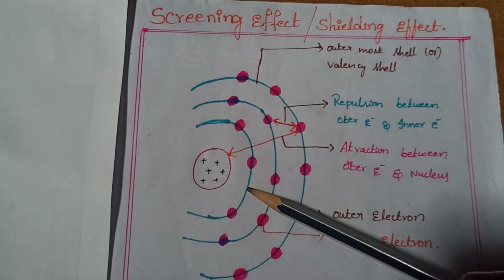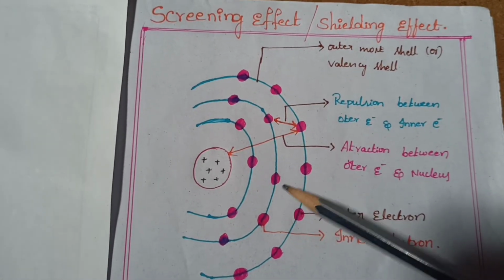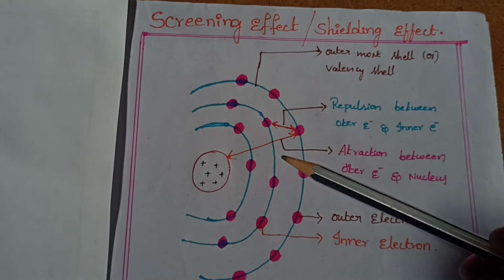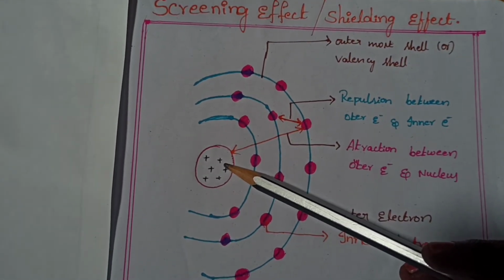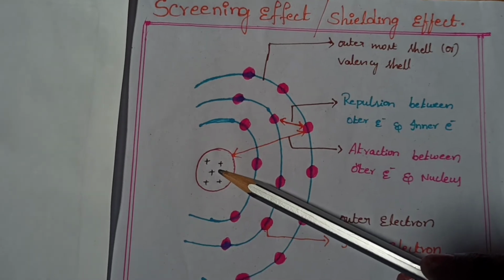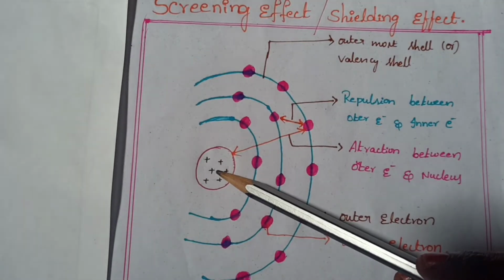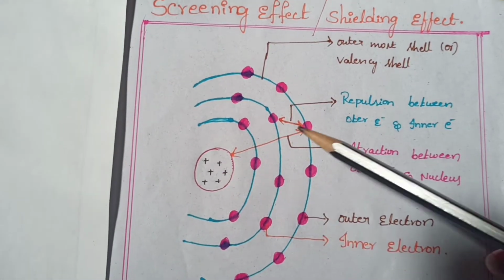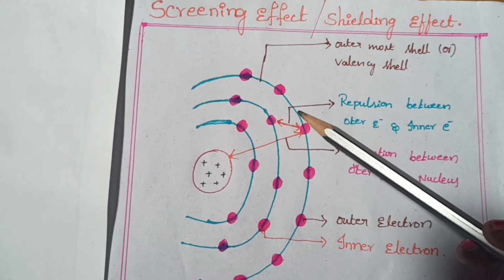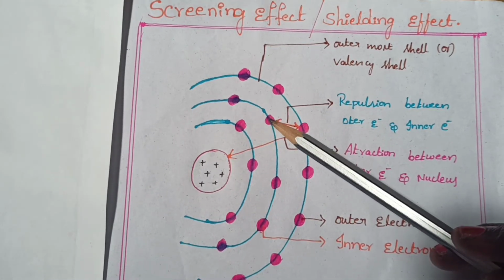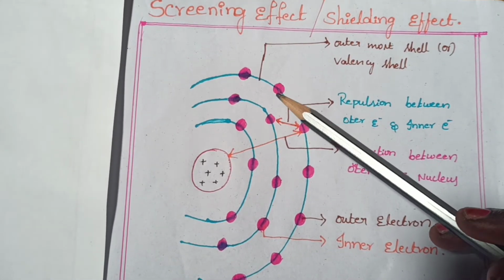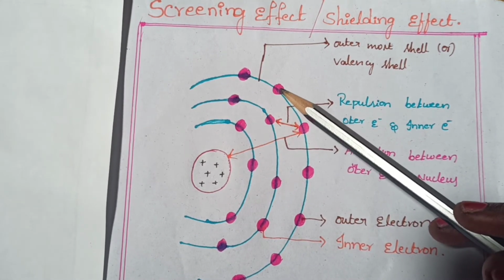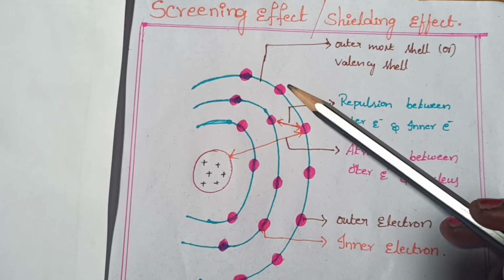It has orbits like this, and let us consider this is the nucleus. The nucleus has a positive charge, and protons are present here. Protons have positive charge, and these are all the orbits. These are the electrons, appearing pink in color. Electrons have negative charge.